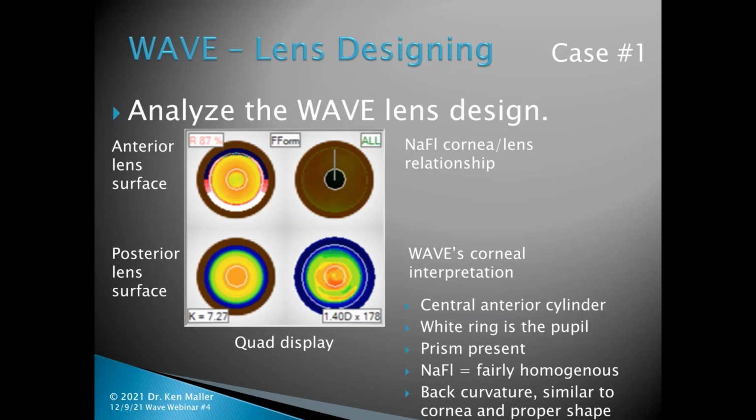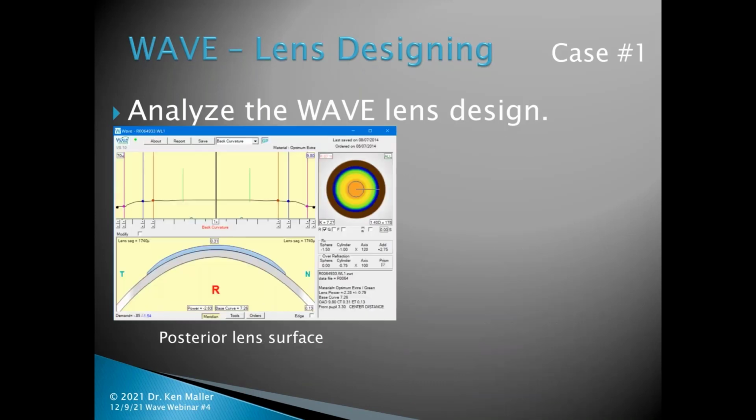They're not exact, but they're certainly very, very close. Now, what do I mean by proper shape? Well, for proper shape, you actually have to go to the back curvature screen, which is this one. So the back curvature screen gives us a line graph. That's that black line graph on the upper portion of the screen.